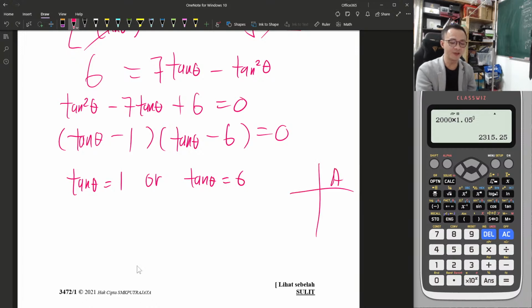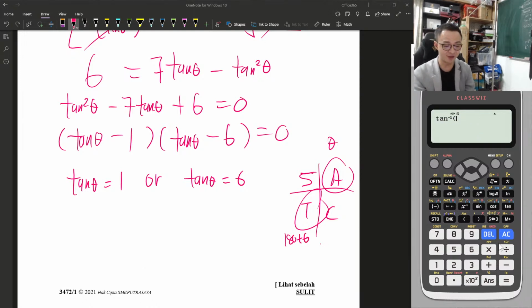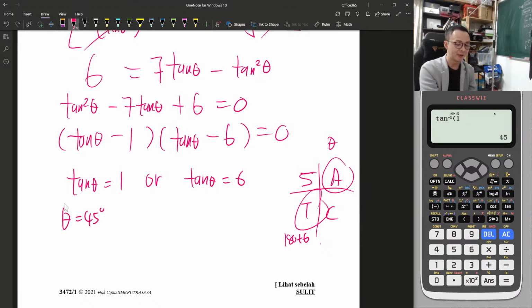Add sugar to coffee. Tangent is positive in the first and third quadrant. First is theta. Third is 180 plus theta. So I'm going to get theta by just shift tangent. 1 is 45, alright. So theta is 45. Then I use 180 plus 45 to get the angle in the third quadrant, which is 225.